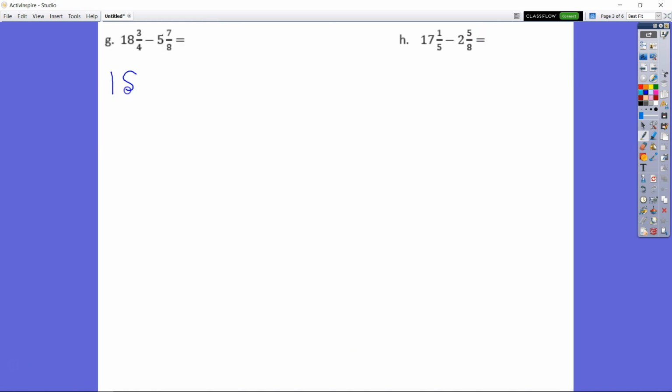Now we have 18 and 3/4 minus 5 and 7/8. Go ahead and do the multiplication. Find our common denominators.